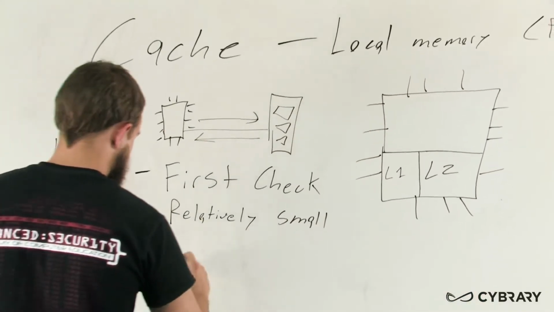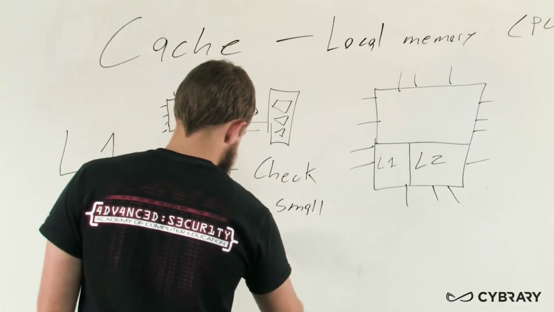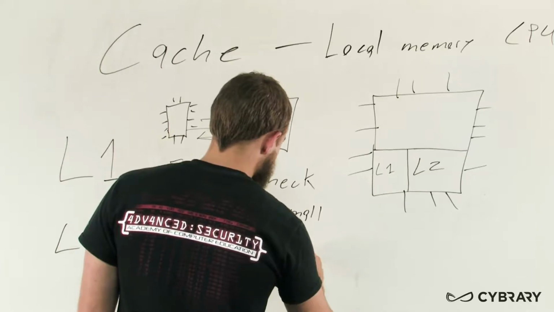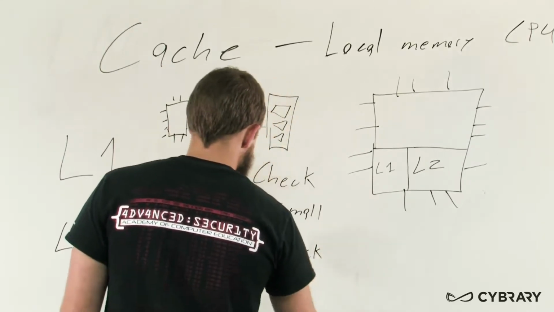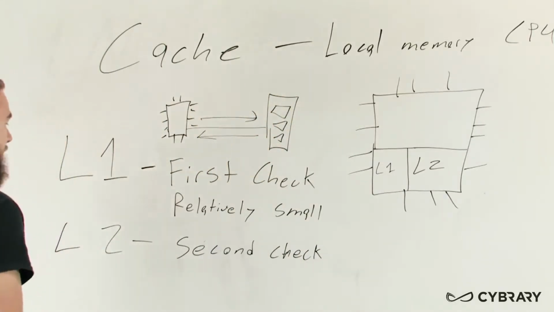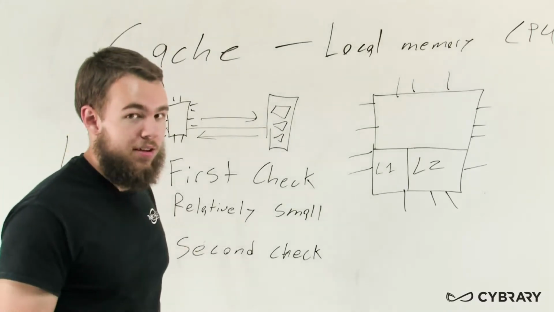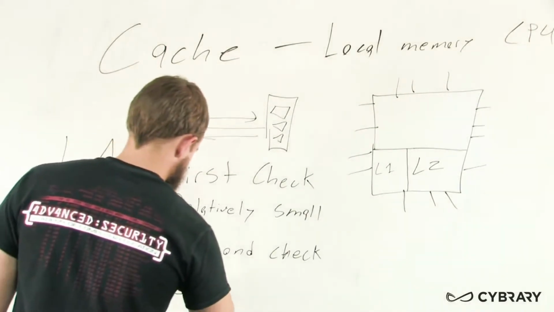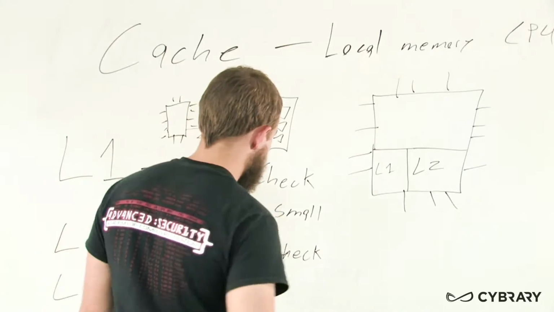Our L2 cache may be a little bit bigger than our L1 cache, but again, it's going to be the second place that our CPU checks for memory. So it's a little bit slower to access than the L1 cache because it's the second logical place that the CPU checks. Following the L2 cache, of course, is going to be our L3 cache.